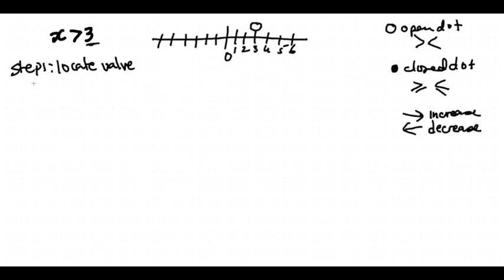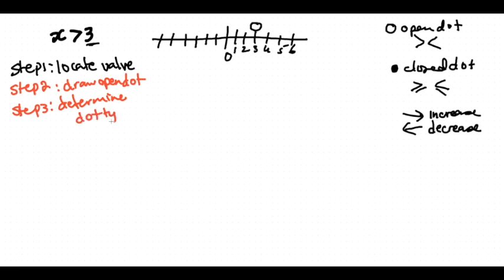So that will more or less be your step 2, right? Step 2, locate value, draw open dots. We did that. And then step 3 would be to determine dot type, whether it's an open or closed dot. In this case, it's just a greater than sign. Whether it was greater than or less than, it will be an open dot. So you're going to leave it open, and then your final step, step 4, would be to draw in your arrow, whichever direction, whether it's this way or that way.